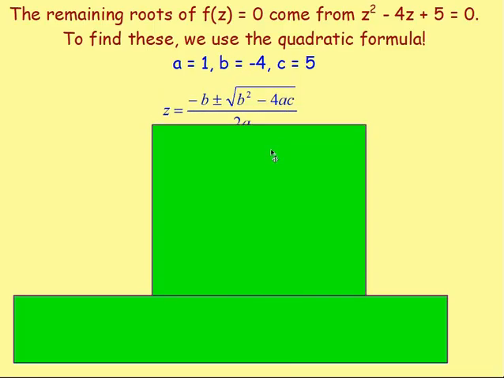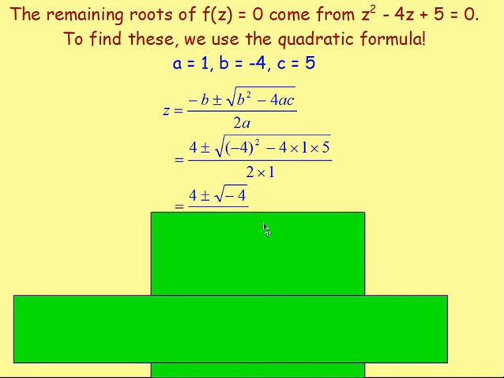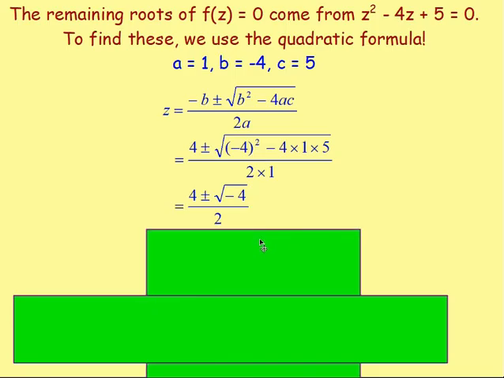So your quadratic formula, z would equal negative b plus or minus the square root of b squared minus 4ac over 2a. Sub in the values for a, b, and c. Simplify there, and you end up getting 4 plus or minus the square root of negative 4 over 2. Once again, you get the square root of a negative. What do you do when it's the square root of a negative? Well, you have to think about splitting that up. So imagine it's the square root of 4 times the square root of negative 1. Square root of 4 is 2, and the square root of negative 1 is i.